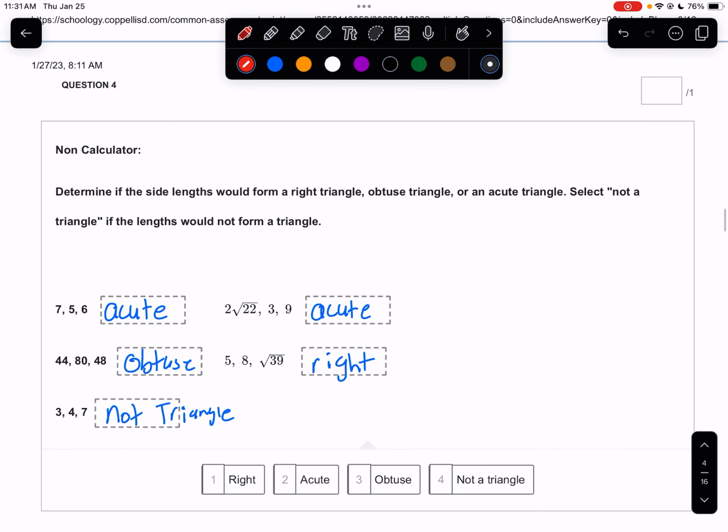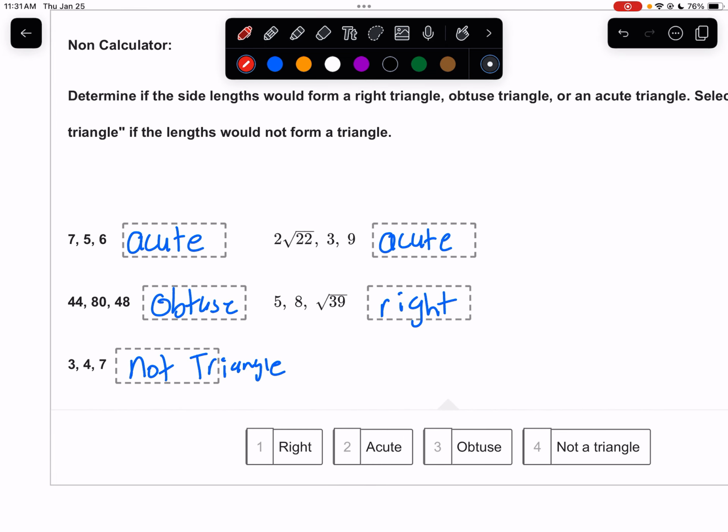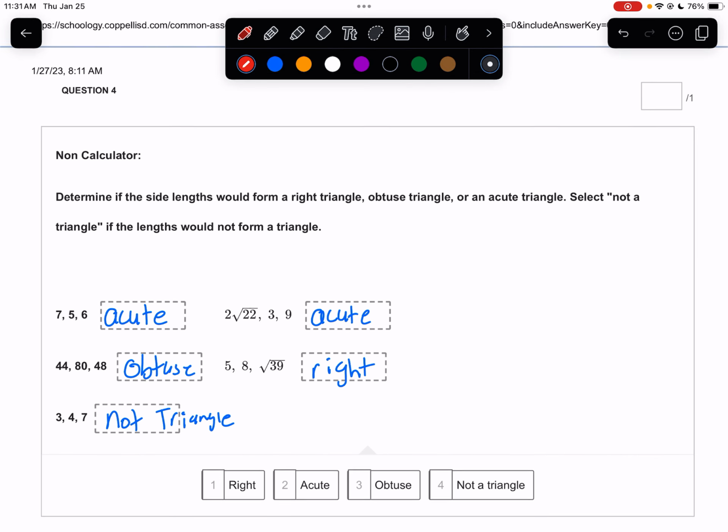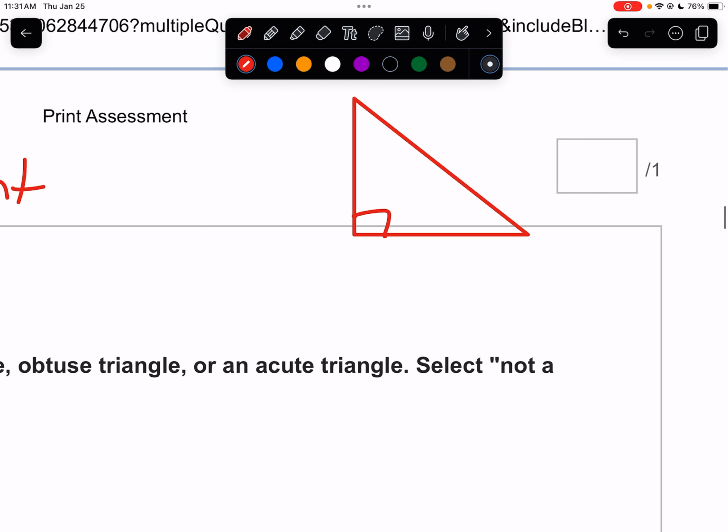Determine if the side lengths would form a right triangle, obtuse triangle, or an acute triangle. Select not a triangle if the lengths would not form a triangle. All right, so how do we tell? If a squared plus b squared equals c squared, we have a right triangle, yeah? So let's think about this. You got a right triangle. This is where C hangs out.